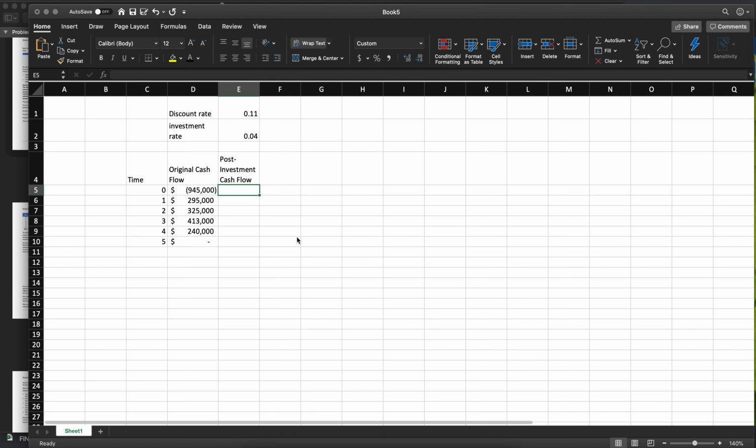Okay, so the post-investment cash flow, we're going to spend this. The government doesn't care what we do. This we can't get until the end of year 2. And when we do, we're going to get that times 1 plus 4%. We're going to lock that.